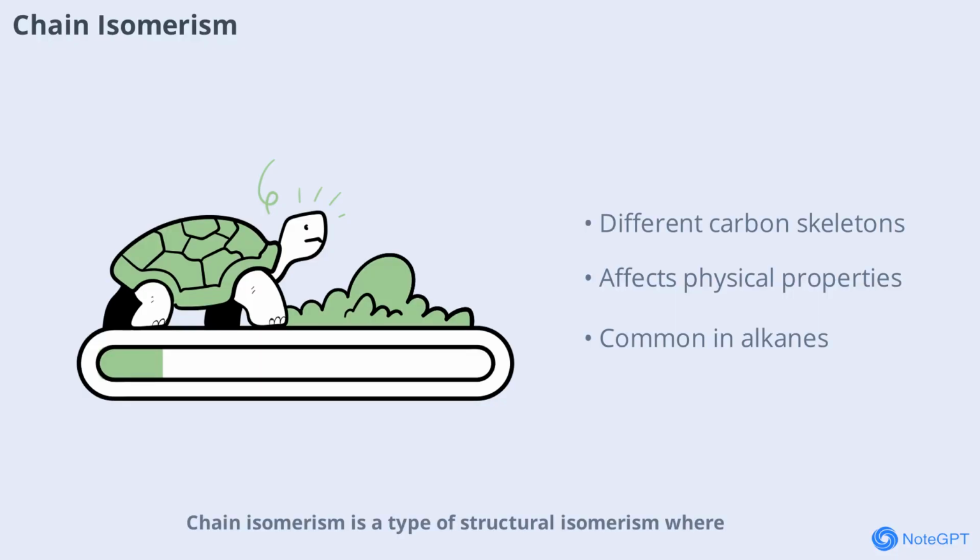Chain isomerism is a type of structural isomerism where compounds differ in the arrangement of their carbon skeletons. For instance, pentane, isopentane, and neopentane all have the formula C5H12, but their carbon chains are arranged differently. This leads to variations in their boiling points, melting points, and other physical properties. Chain isomerism is commonly observed in alkanes and is an important concept for understanding the diversity of hydrocarbons. By rearranging the carbon backbone, chemists can create molecules with unique characteristics, all from the same set of atoms.